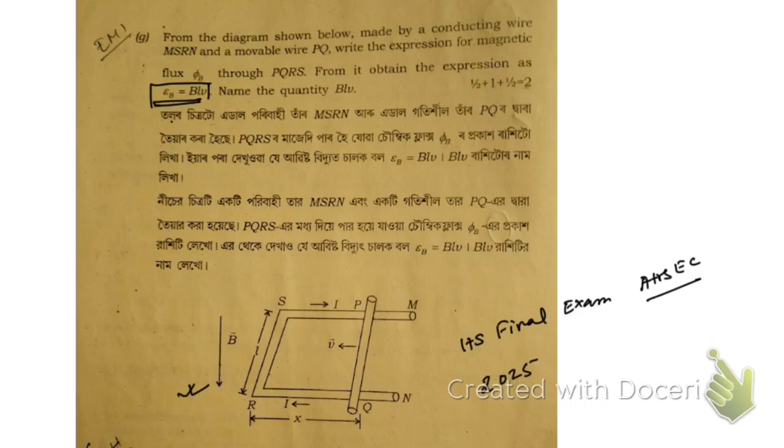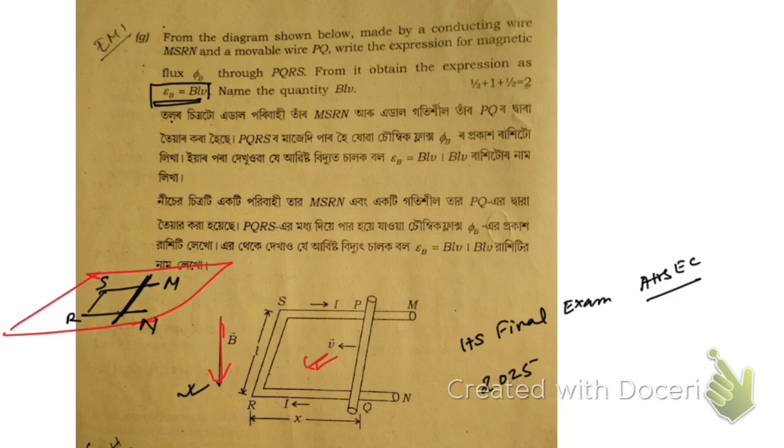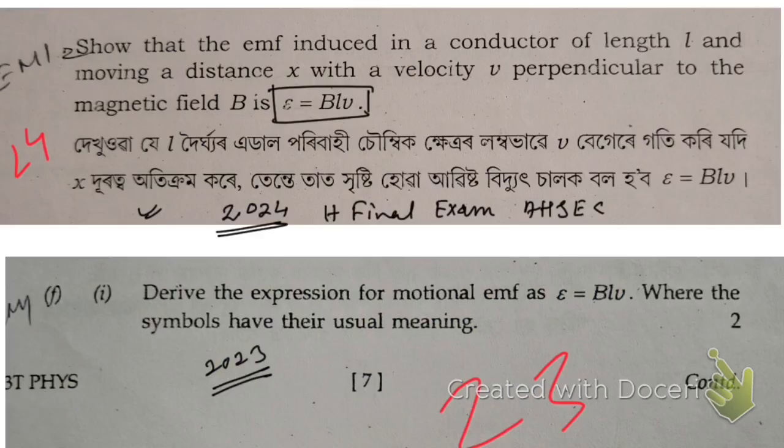Similarly, in this question paper, the magnetic field is given in this direction. This is the plane of the frame, suppose MSRN, and here is the rod which is being moved. The direction of the magnetic field is this, which is perpendicular to the plane of the frame. So it is the same question. Now let me write the definition of motional EMF.